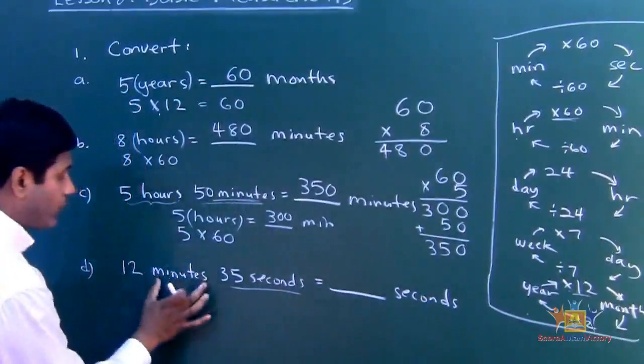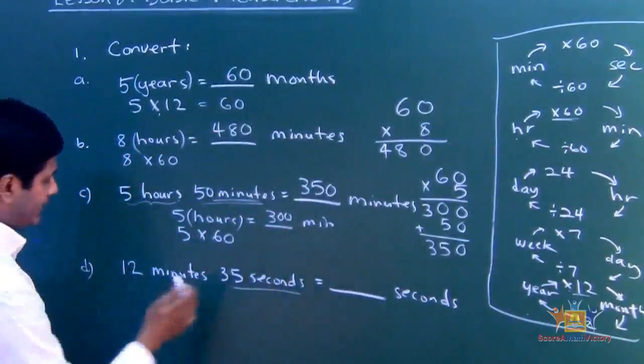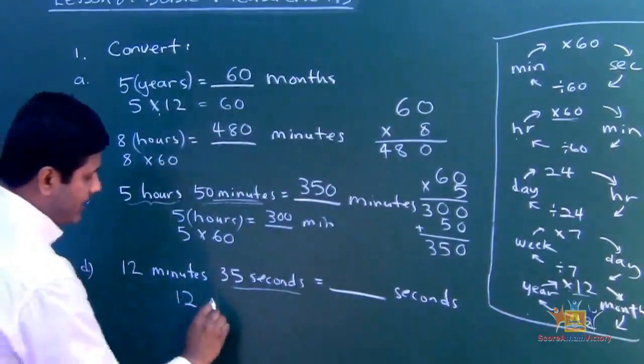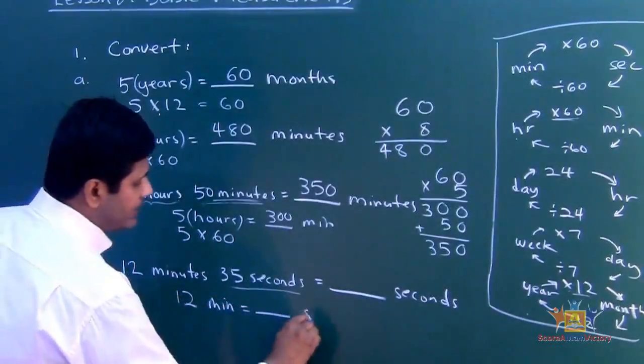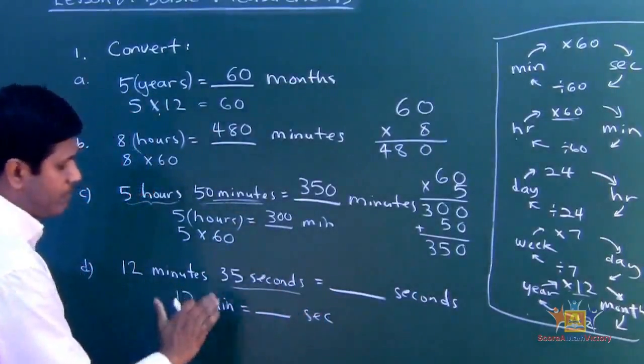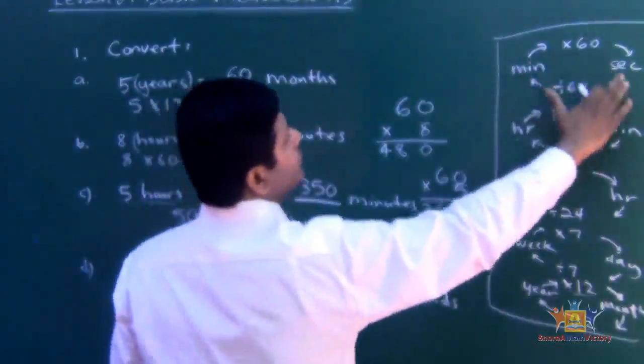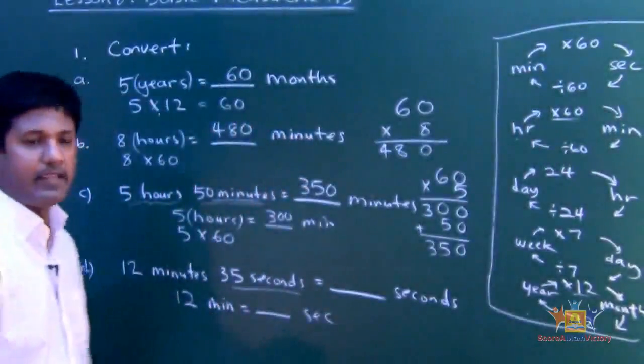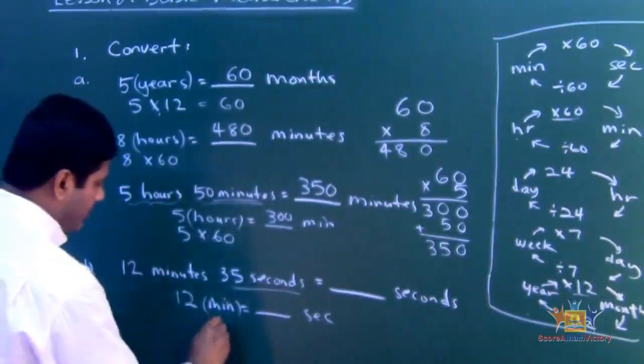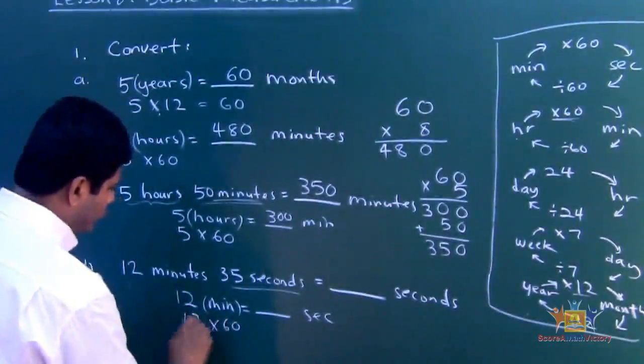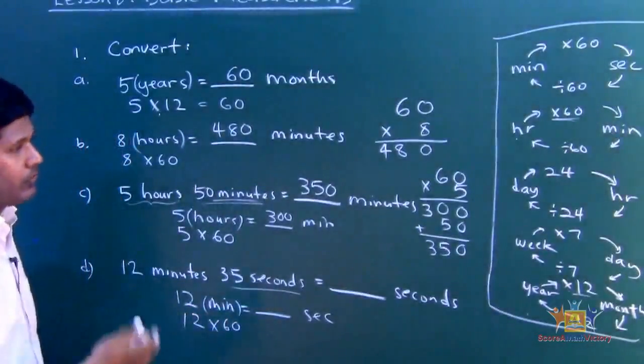That means I have to convert these minutes into seconds. So I want to find out 12 minutes equals how many seconds. Where am I going from? Minute to second. I multiply that by 60. So I'm going to substitute that with multiply by 60. So 12 times 60, so we can line it up.